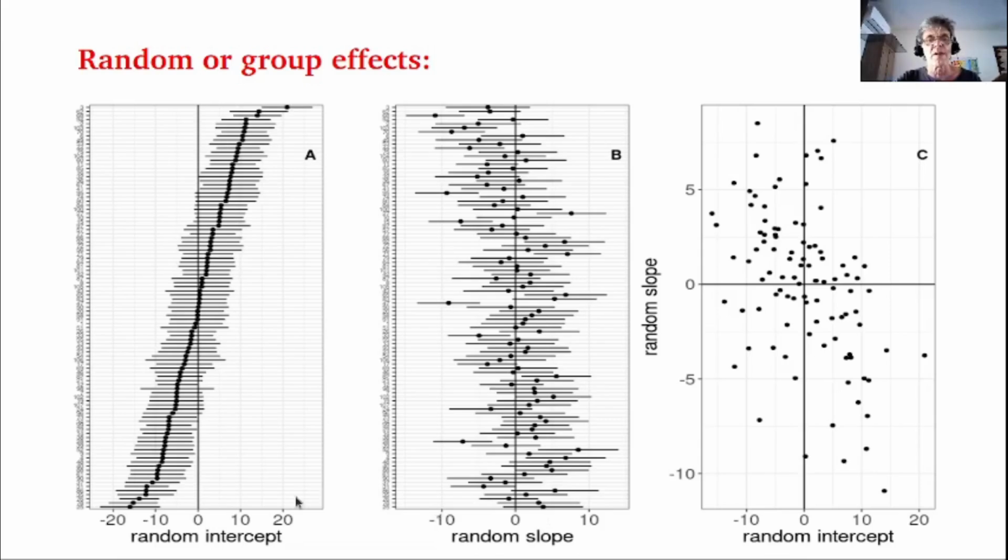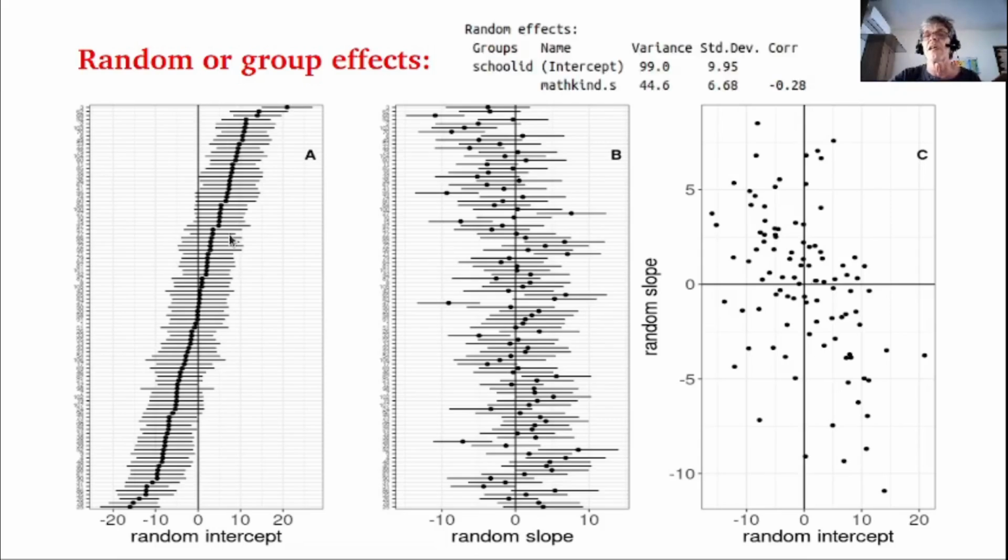differentials of slope for the schools here in the same order, increasing order of magnitude of the random intercepts, and in the final plot we see the weak correlation, minus 0.28, of the random intercepts and the random slopes. This minus 0.28 is this weak negative correlation between these two group or random level effect parameters.